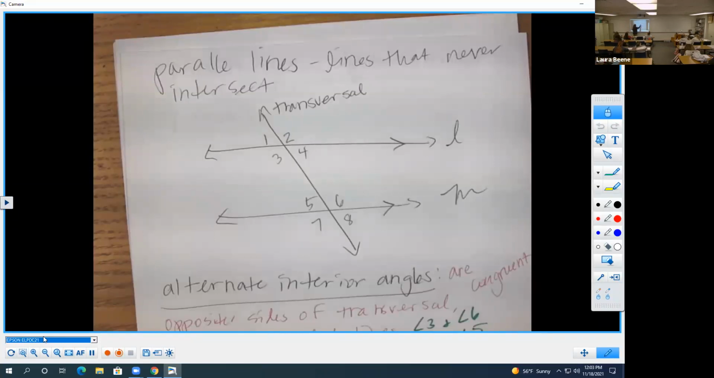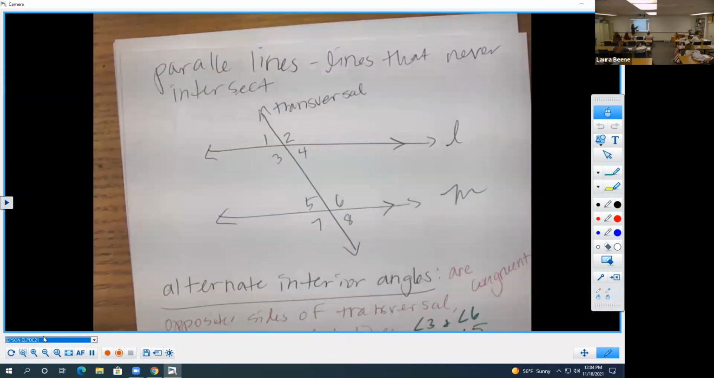We called this the C property because it kind of made a C, and those were the sides. Okay, so 3 and 5 and 4 and 6 are the only consecutive angles. F is the corresponding angles. Okay, and let's kind of look at this.